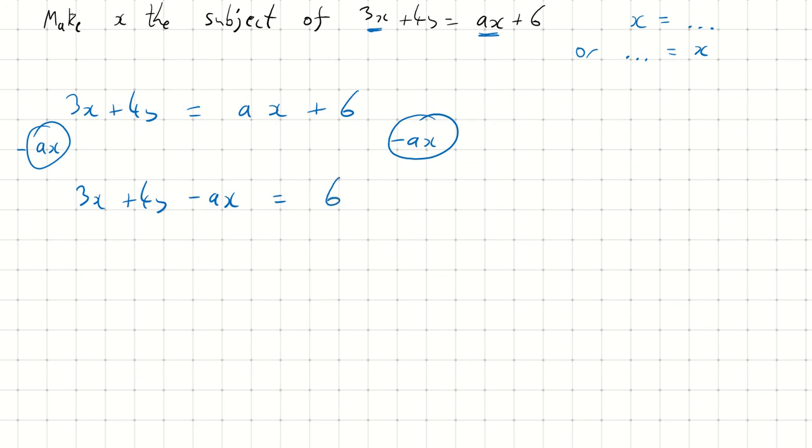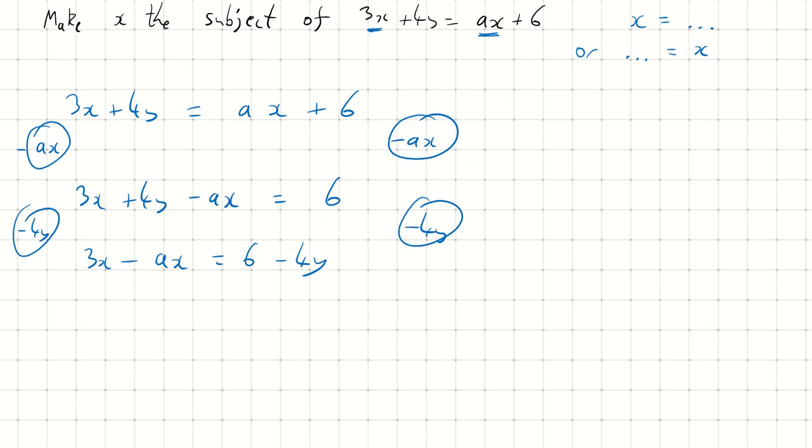Okay, now we want to get rid of this plus 4y on the left hand side, so we just have x's left. So we're going to subtract 4y from both sides. And we get 3x minus ax equals 6 minus 4y. Okay, so this is looking better. We've got all the x's on one side, but we still don't have x equals something. So what can we do?